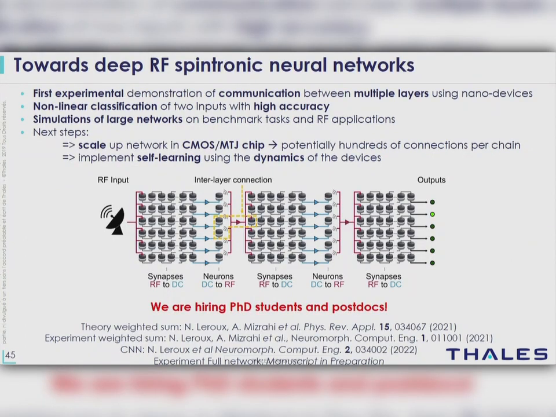So this is the conclusion of my talk. To sum up, we have realized the first experimental demonstration of communication between several layers of nanoneurons and nanosynapses, and we have performed a nonlinear task with high accuracy. And I have shown you by simulation that we can go to larger tasks and do these native RF applications. So the next steps are to scale up the system by building this co-integrated CMOS MTJ chip, and also to implement this self-learning using the dynamics of devices. And I hope I have convinced you that these spintronic devices are a key technology for the self-learning system that we're trying to build.